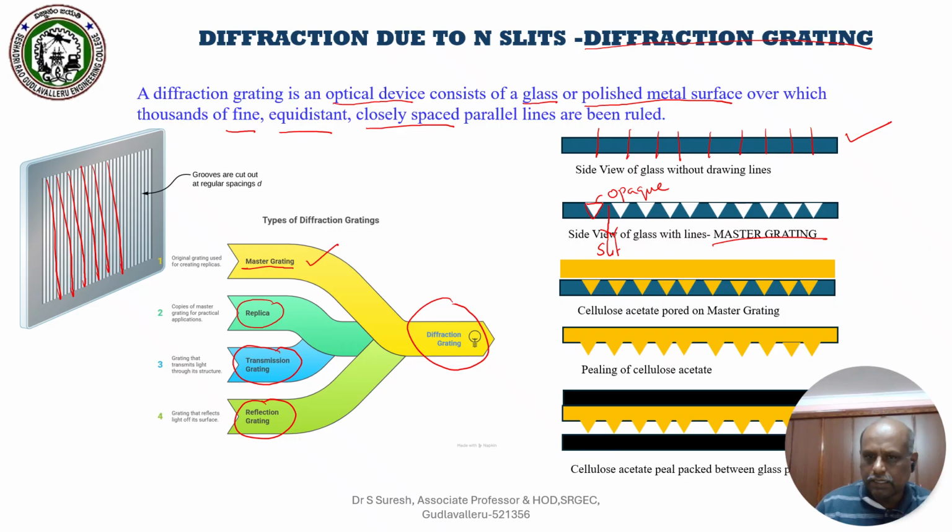And over the master grating, if you pour cellulose acetate chemical, and allow some time to settle down, after that we will peel off this cellulose acetate. So this is the film of cellulose acetate. This cellulose acetate is packed between two glass plates. Such a thing we will call a replica. Right? So we have covered what is a master grating and what is a replica type of grating. Most of the gratings which we use in the lab are of replica type.